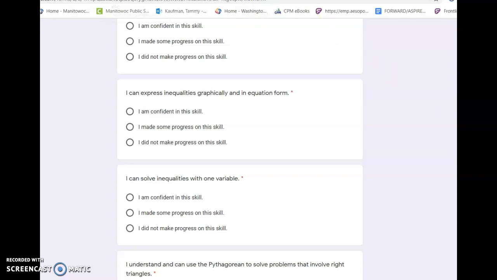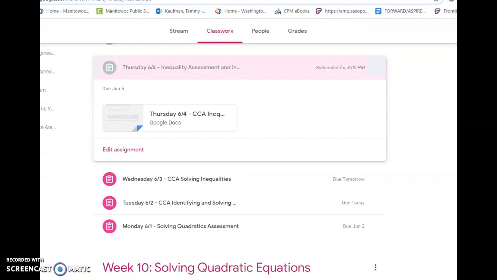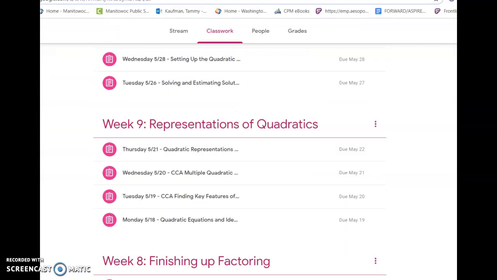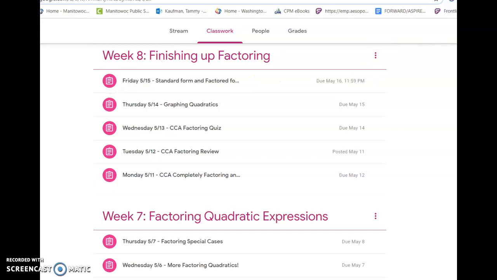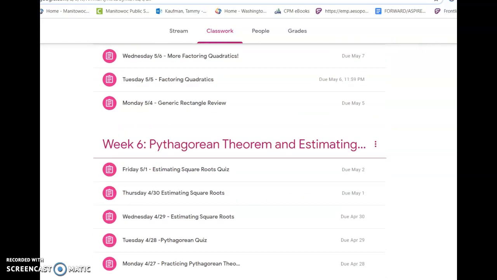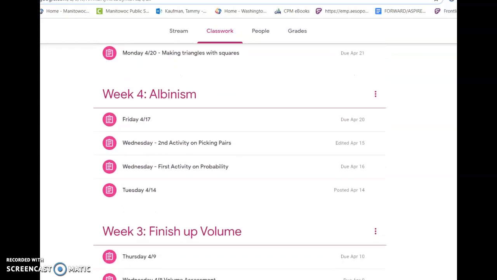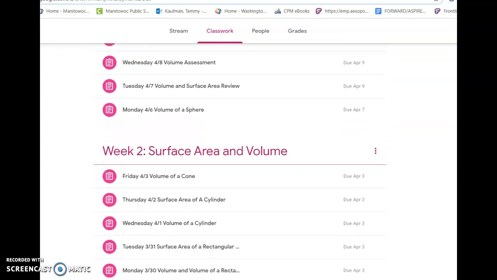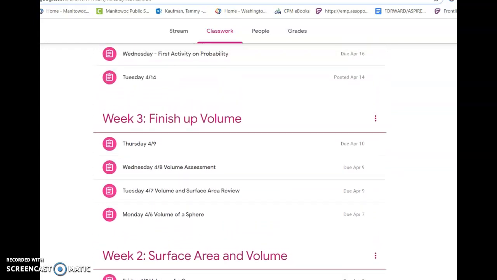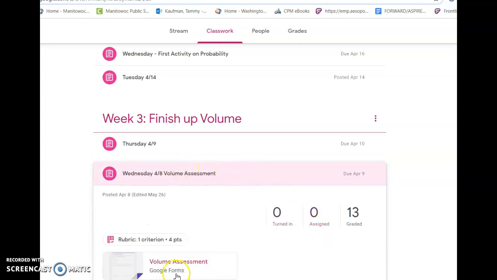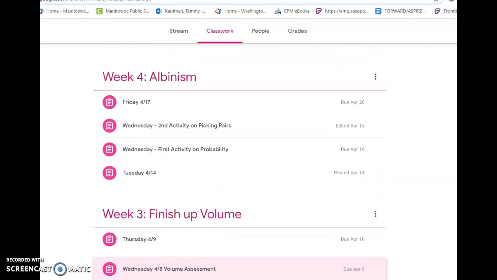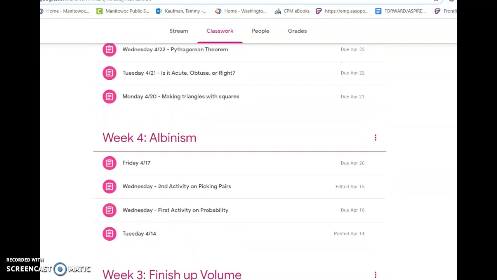So now I'll show you exactly where to find all this in Google Classroom. I'm going into your classwork. I'm not exactly sure what it looks like at your end, but this is what it looks like at my end. If you notice, week 2 and week 3, we worked on volume. And on April 8th is when we took the volume assessment. That's where you can go in and look at this form and see what your grade was. So that's for your volume of cones, spheres, and cylinders.